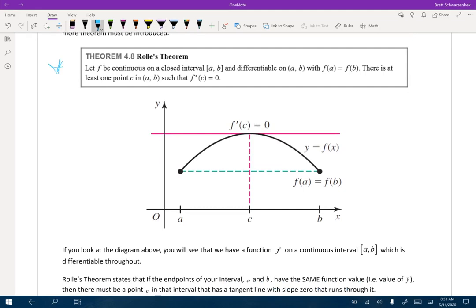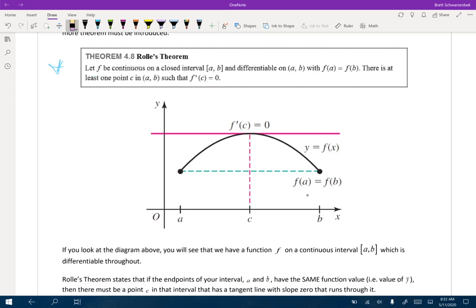It's called Rolle's theorem. It says, let a function be continuous on a closed interval [a, b] and differentiable on an open interval (a, b) with f(a) equals f(b). Therefore, there is at least one point c in that same open interval such that the derivative is equal to 0.